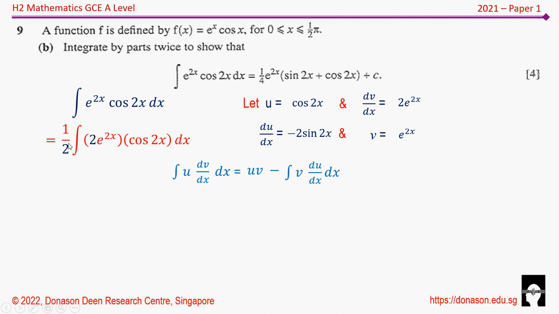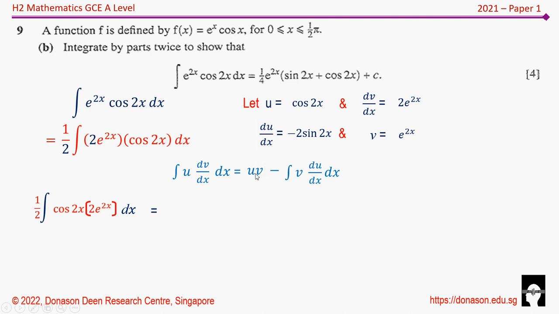So we have the half outside, so let's keep the half outside here, and now we're going to put in our u and dv dx. I'm going to write the u first, and then your dv dx, which is 2 e to the power of 2x dx. You can see this is exactly the same as what we have here, right? The 2 e to the power of 2x is written at the back here and the front here, and the cosine 2x is written at the back here and in the front here.